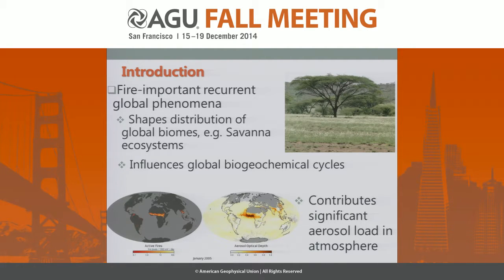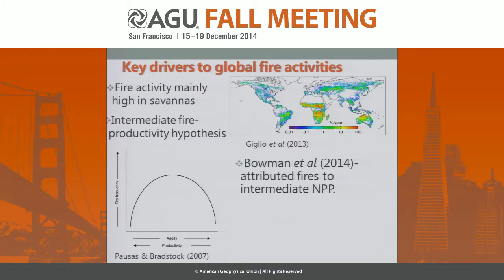I'll not dwell so much time on this because this has already been mentioned in one way or the other in previous presentations, but we see the importance of fires within global ecosystems and how they contribute a significant load of aerosols within the atmosphere, so I won't spend so much time with that. When we are trying to understand fires, there has been a lot of research that has been done, and there is a general consensus that fire activity is mainly high within savannas, and most of these are within Africa.